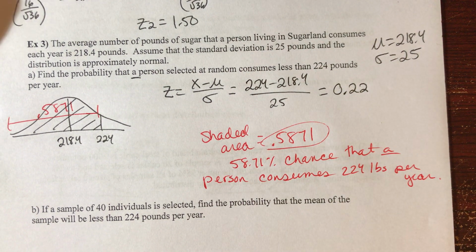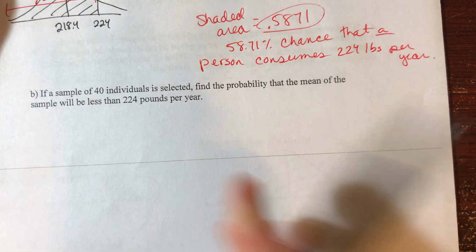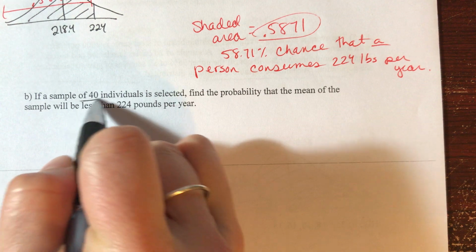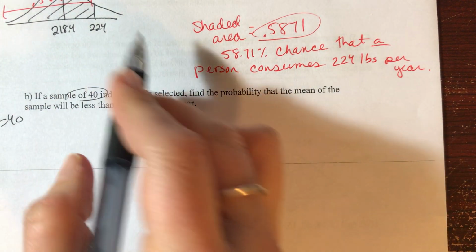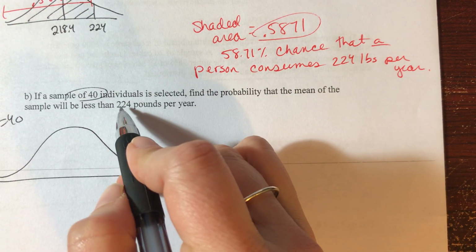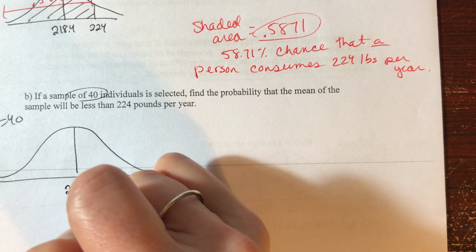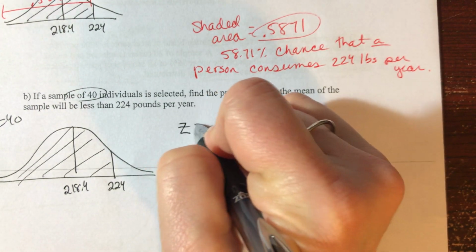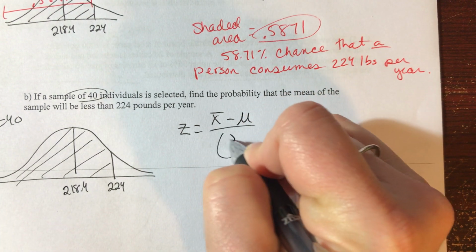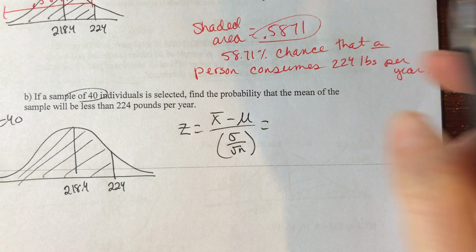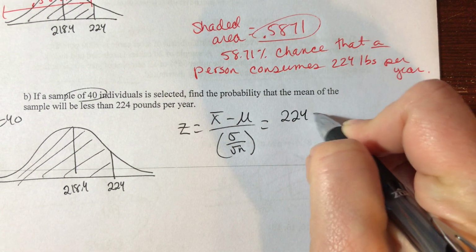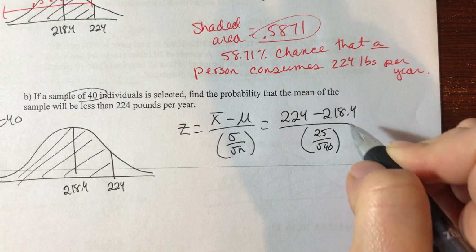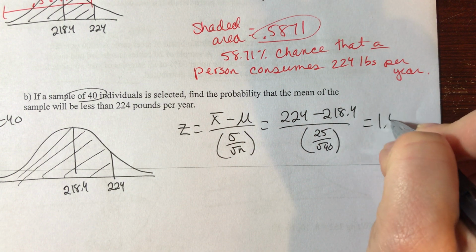Okay, now Part B changes. Part B is saying if a sample of 40 individuals is selected, find the probability that the mean of the sample will be less than 224. Now we have n equals 40. So we have the same picture, right? Because it's still less than 224. So we have 218.4, and we have 224 here, and we want less than that. Okay, but when you have a sample size, you have to notice that we need to switch to the sample size formula. All right, so you should have x bar, the average, 224 minus 218.4 over 25 over root 40. And when you plug this in your calculator, our z-score is 1.42.